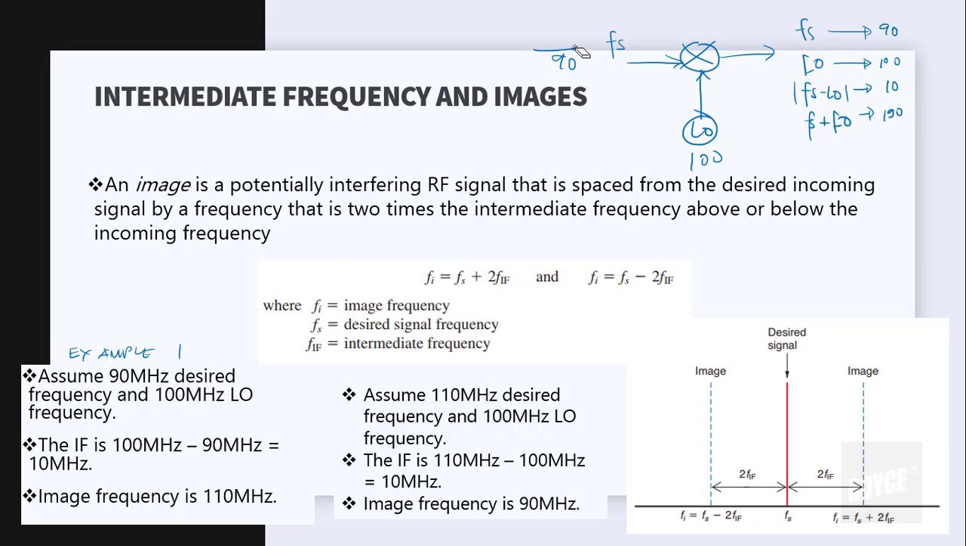Now, what if may pumasok na isa? 110. So, Fs natin, 110, LO, 100. Difference, Fs minus LO, 10 megahertz. Sum, that would be 210. This is our desired. But this other signal also produces the same image or the same intermediate frequency.